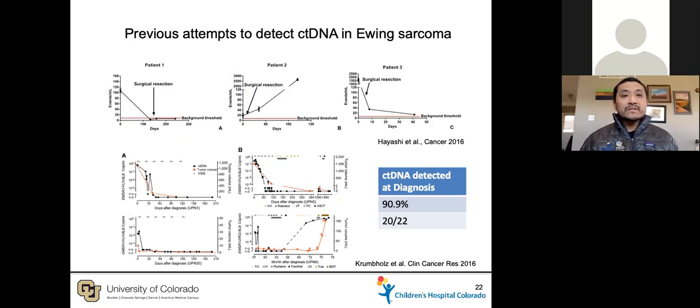And the patients who don't recur, so get cured, have quick resolution of ctDNA. So you have negative results and they stay negative. While patients who relapse always have detectable ctDNA prior to the disease recurring. So when we look at, for example, patient number 2 here on our data, there's a surgical resection and that led to radiographic CR.